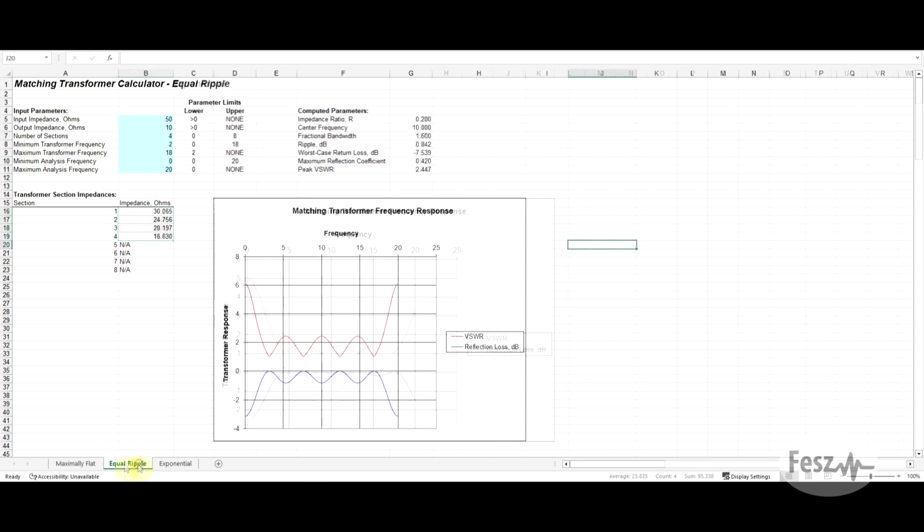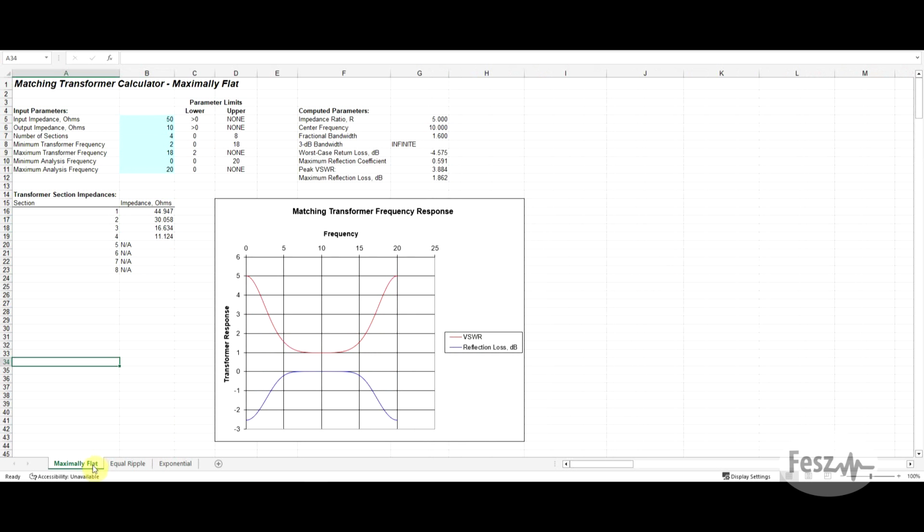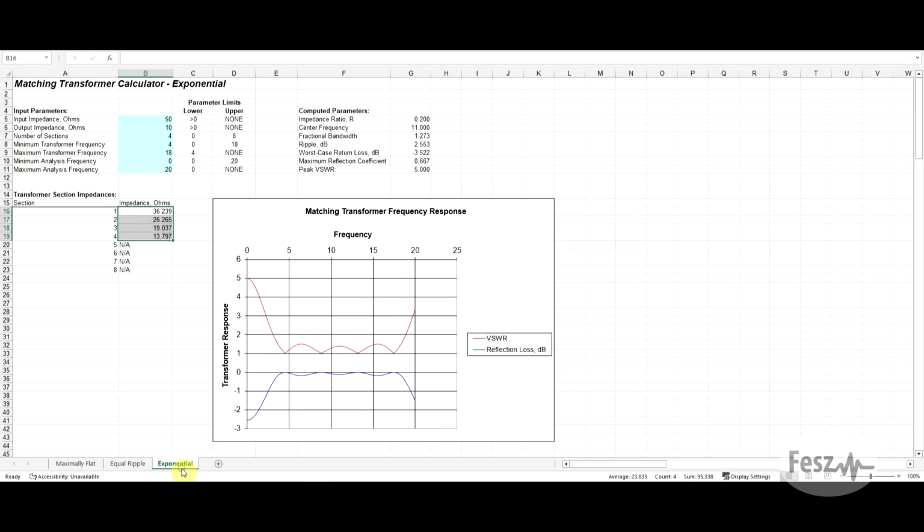And you also have the 3 different response types: the maximally flat, the equal ripple, and the exponential. And the graph will give you an indication of how the response should look. So using this will be much quicker than implementing things in the simulator. It's a much faster way to get a visual representation.